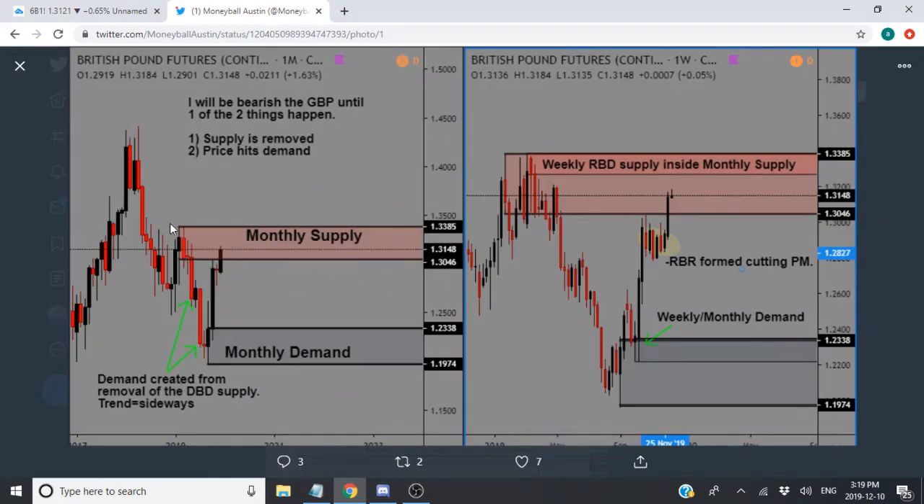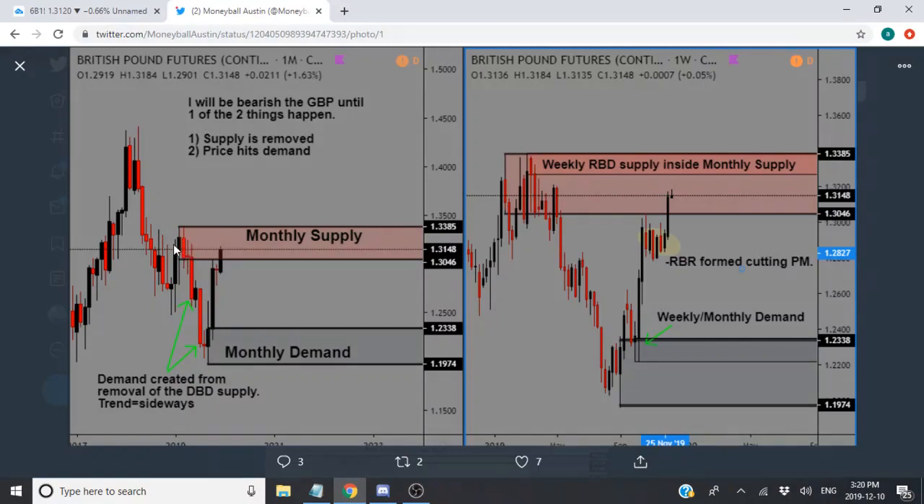So in the pound, we have prices inside monthly supply. We have monthly demand, not till down here. So definitely I'm bearish the pound until either one, supply is removed, or two, price comes down and hits monthly demand. That's basically big picture analysis, right? So we created that demand by removing that supply zone. We're sitting right now at a very nice monthly supply zone. So definitely trying to find selling opportunities.